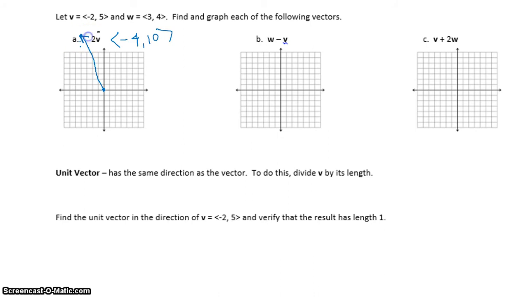Make sure with your vector, try to make them straight on an awkward surface, but you have arrows so that I know which direction you're going. W minus v. So this one I'll kind of show you with both vectors here. W is 3, 4. V is negative 2, 5.